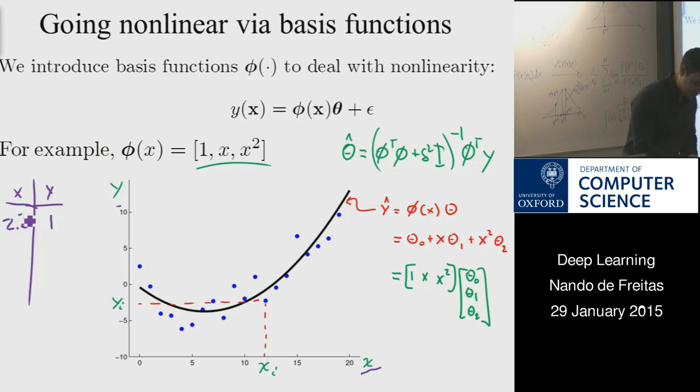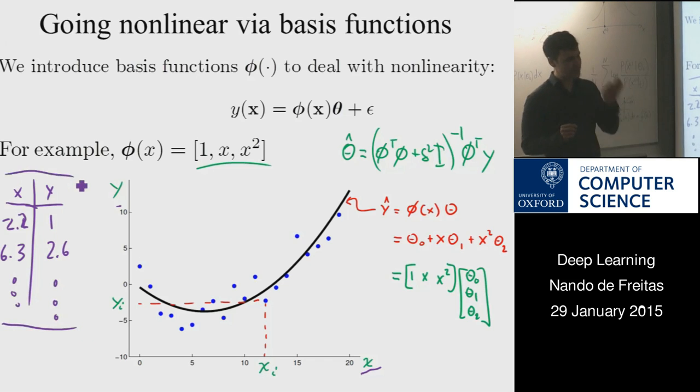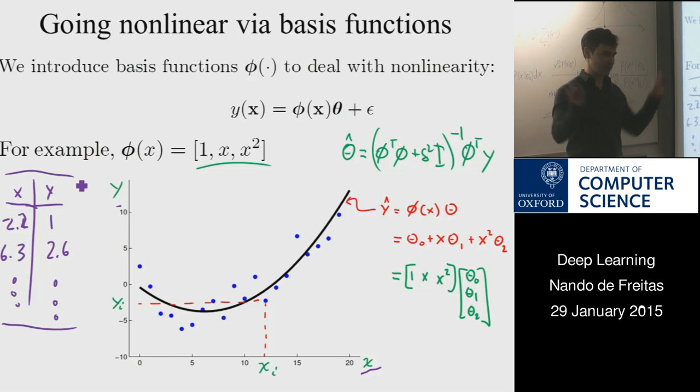2.21, maybe 6.3, and you observe 2.6, and so on. So we have a table of data, and we try to fit a curve to it, but now we have reason to believe that a quadratic will be a better fit than a line.